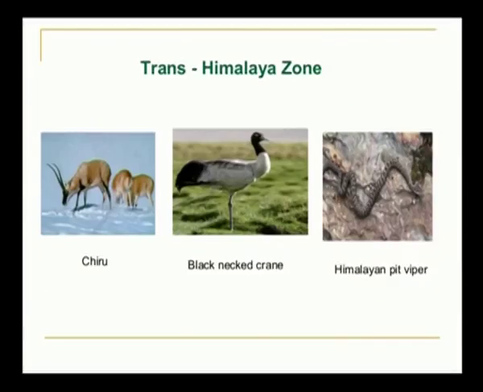These are some of the species in the Trans-Himalayan zone: the Himalayan pit viper, the black-necked crane and the chiru.